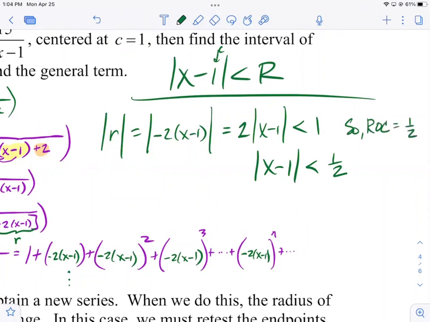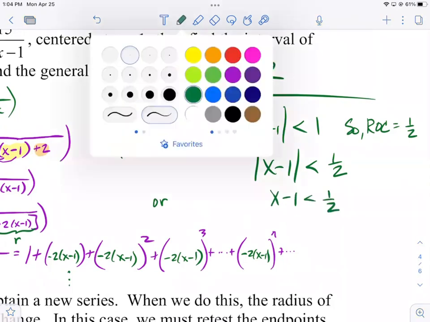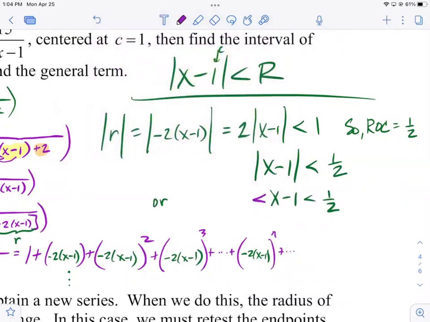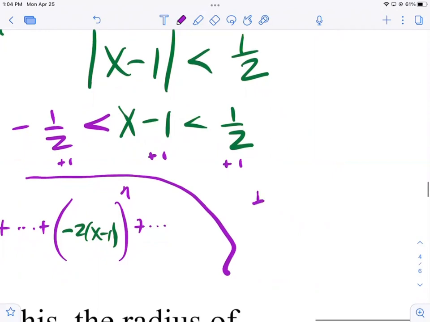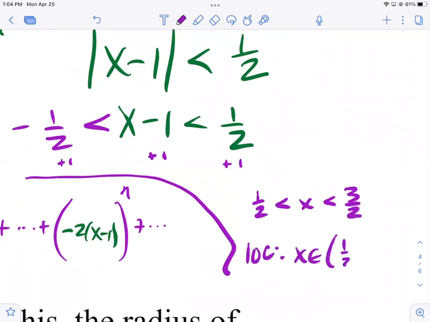And for the IOC, this is where you could do one of two things, right? You can either go to your center of one and add a half to get 3 halves and subtract a half to get a half, or you could do it purely algebraically, drop the absolute values to get your first inequality. And then all you got to do is keep the alligator pointing in the same direction and put a negative 1/2 over there. Okay, and then you just add 1 to all 3 sides, plus 1, plus 1, plus 1. You get a half is less than x is less than 3 halves. So the interval of convergence would be x in 1/2 to 3 halves.